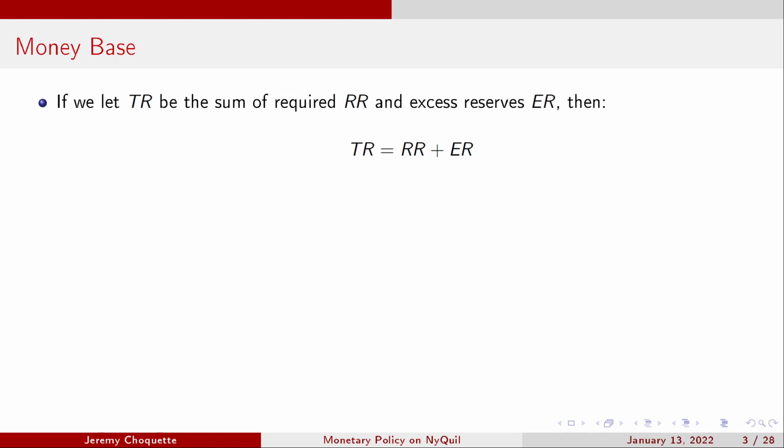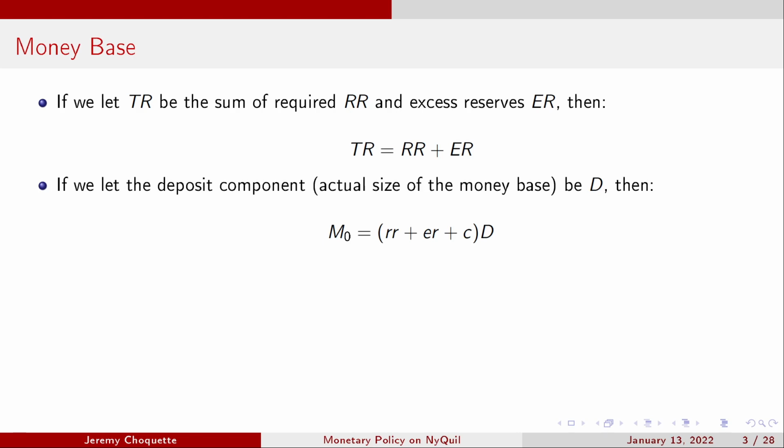Now, when we talk about total reserves, we're going to let this capital TR, total reserves, be the sum of required and excess reserves. And then we're going to have this deposit component D, which is the actual size of the money base. And what we've got here is M naught equals lowercase rr plus lowercase er plus lowercase c. These are essentially how the money base is being split up.